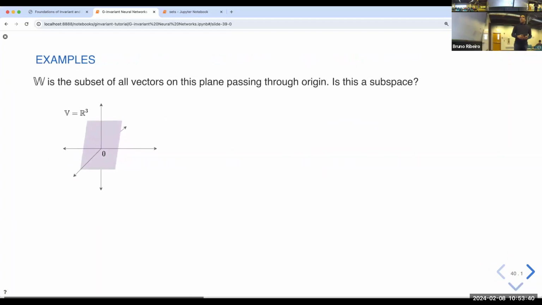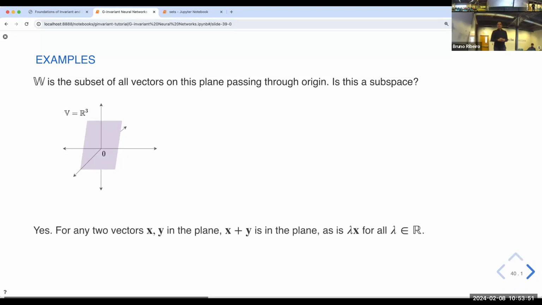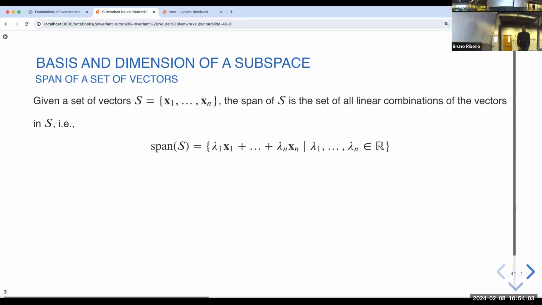Okay. What about this hyperplane? We have this three-dimensional space, and a two-dimensional plane passing through the origin. Is this a subspace? Yes. For any two vectors, if you add them, you're going to get some point inside this plane. And also if you scale, it passes through the origin, so yes.